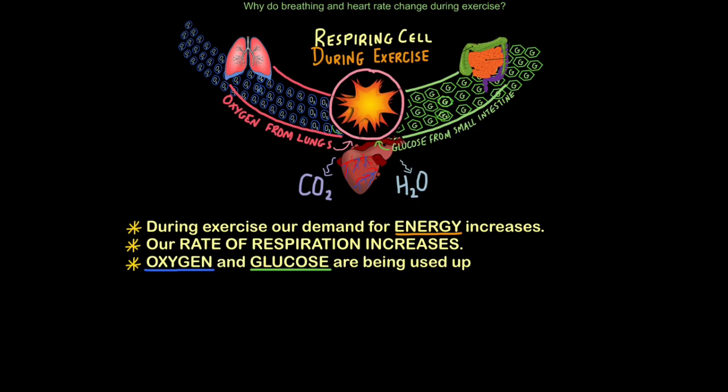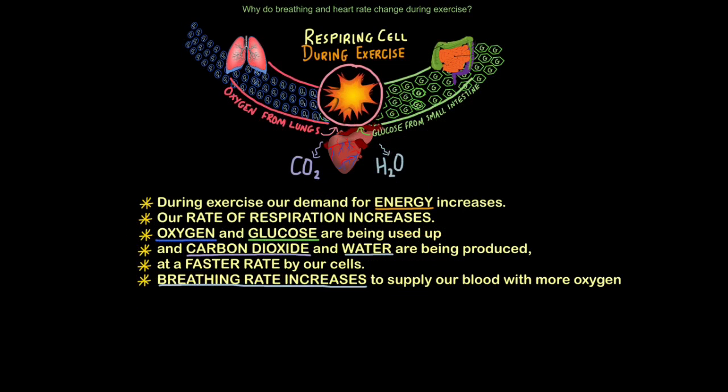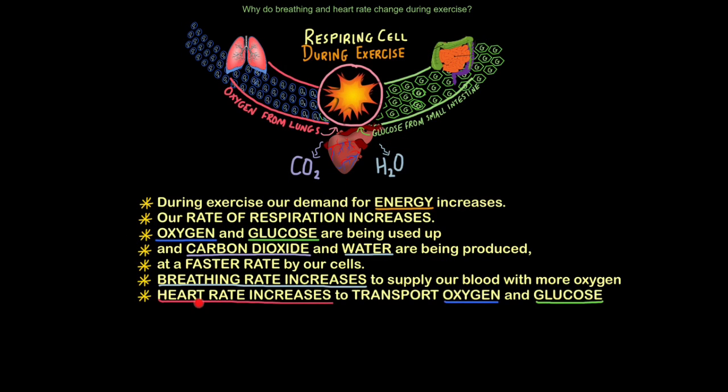Remember, inside our cells, oxygen and glucose are being used up in respiration, and carbon dioxide and water are being produced during respiration. This is all happening at a faster rate in our cells because we're exercising. So breathing rate increases to supply our blood with more oxygen, and heart rate increases to transport oxygen and glucose to our cells faster and remove carbon dioxide and water.